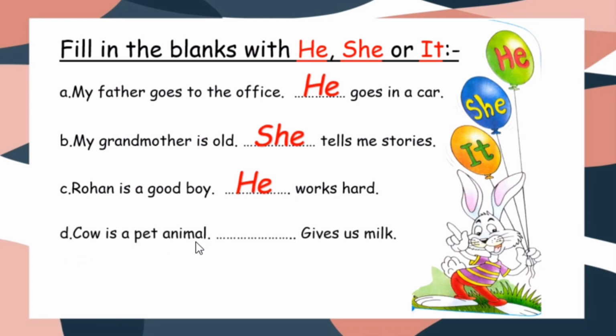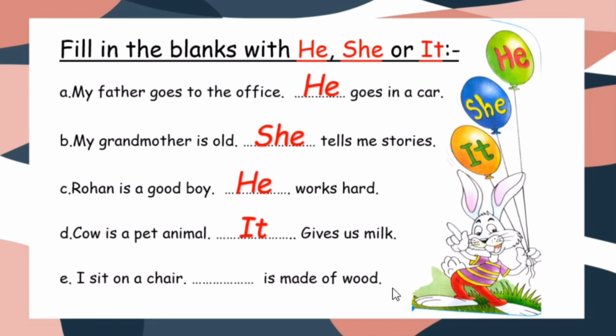Cow is a pet animal, dash gives us milk. Who gives us milk? Cow. And in the place of cow, we will use the pronoun it. I sit on a chair, dash is made of wood. What is made of wood? Chair. But for the place of chair, we will use the pronoun it. It is made of wood.